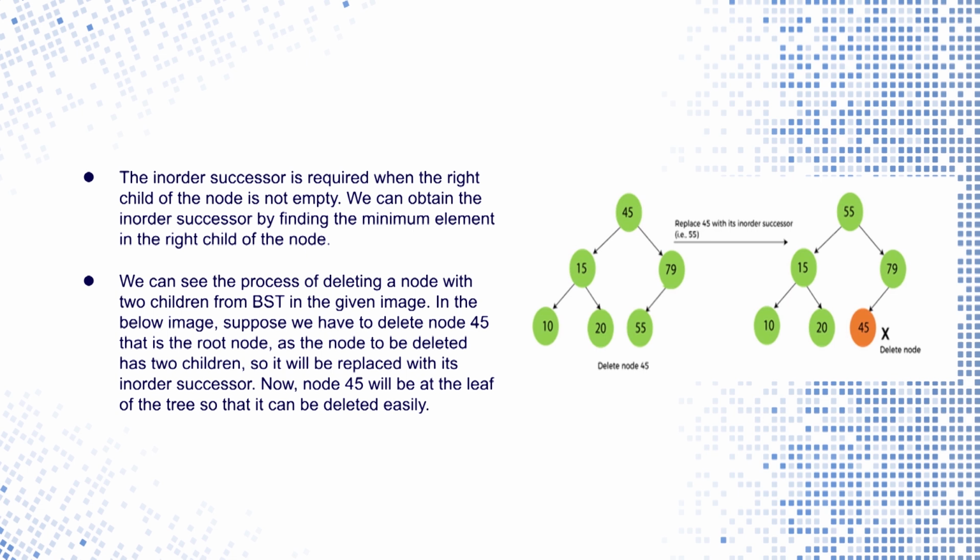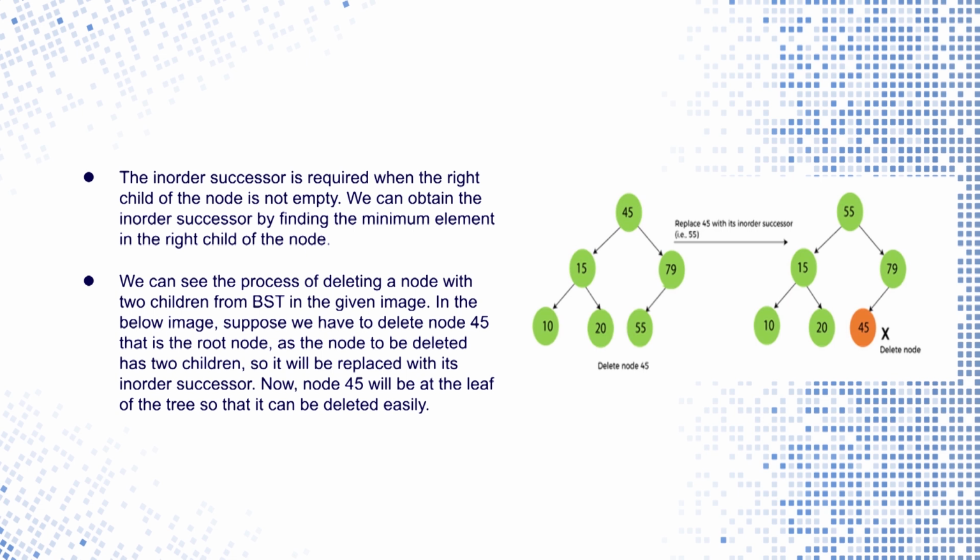So, 45 is the root node. As the node to be deleted has two children, it will be replaced with its in-order successor. So, before deleting, we have to find the in-order traversal, and by the in-order traversal we find the in-order successor. Now, node 45 will be the leaf of the tree, so that it can be deleted easily. So, this is the structure before the deletion of 45, and after deletion by the in-order successor.